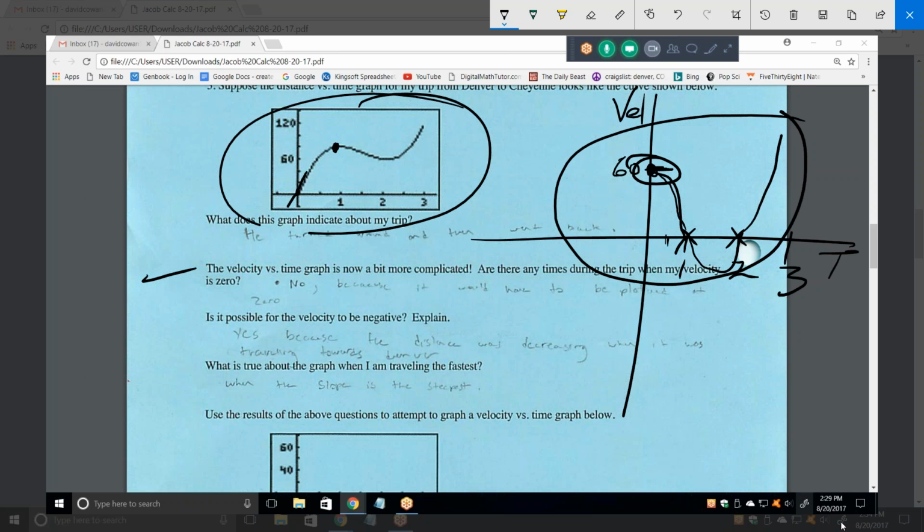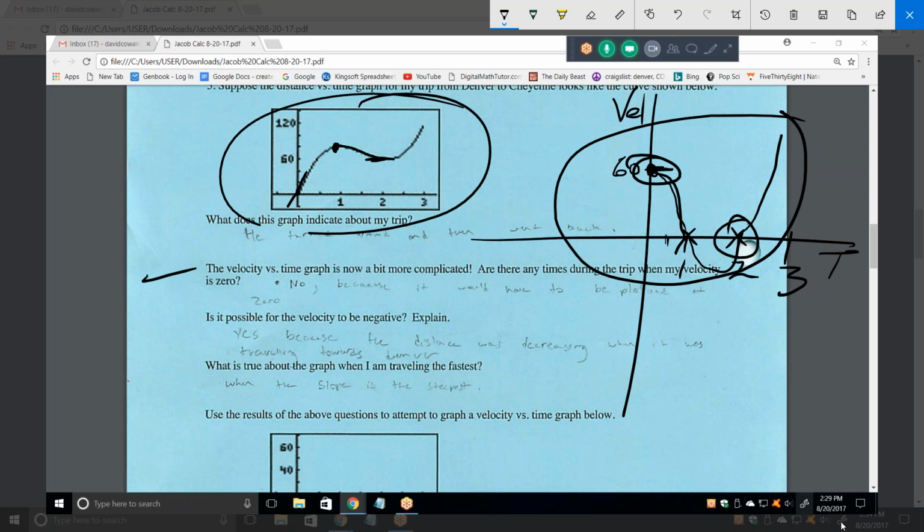Forget the fact that it goes down and back up. The fact is that it's in negative territory the whole way. I'm doing negative velocity that whole time. Finally, I stop again, so this point has to be on my velocity curve.